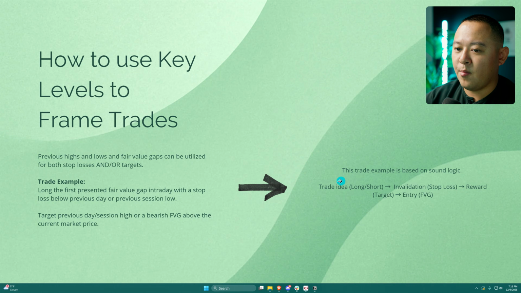Now, this trade example and this process is based on sound logic. You have a trade idea. You have an invalidation, which is your stop loss, which should go below a previous low. And then you have your reward or target, which is also a previous high. And then your entry is internal range liquidity using a fair value gap.